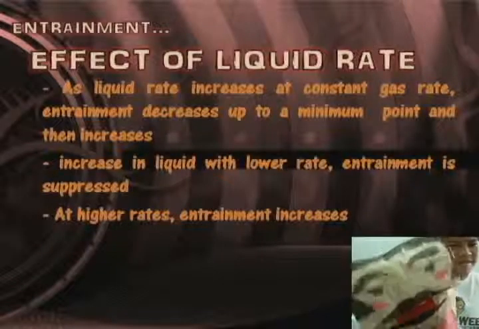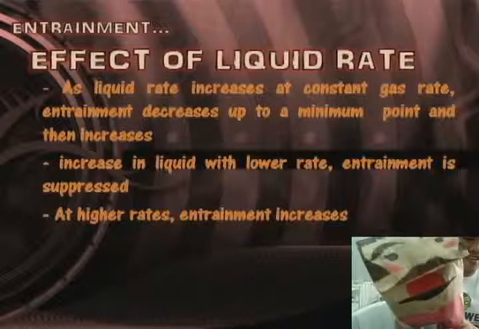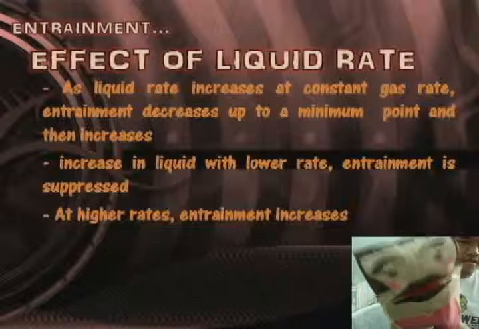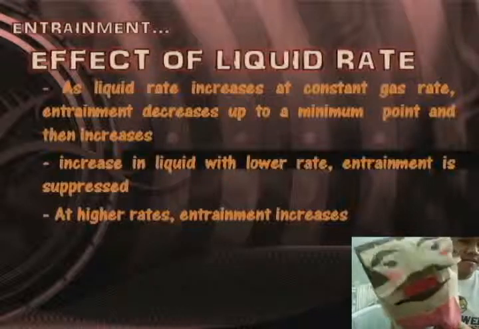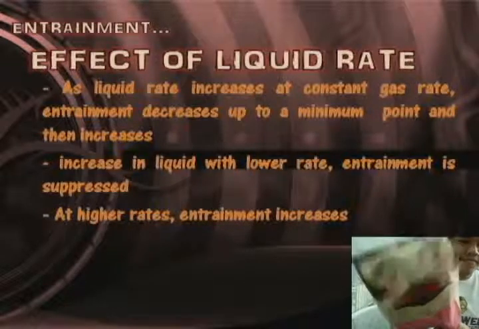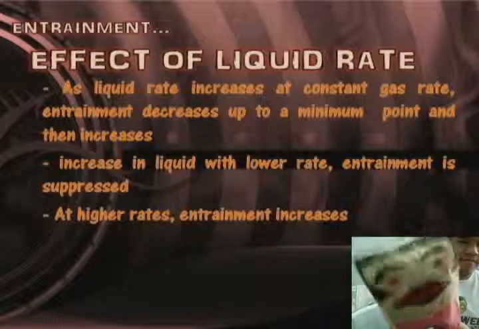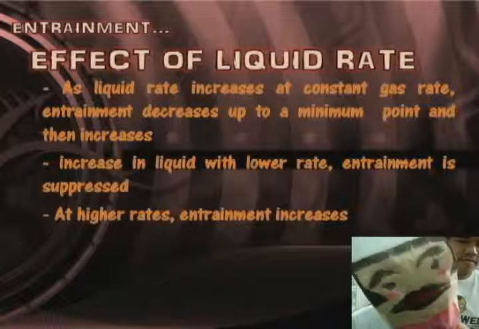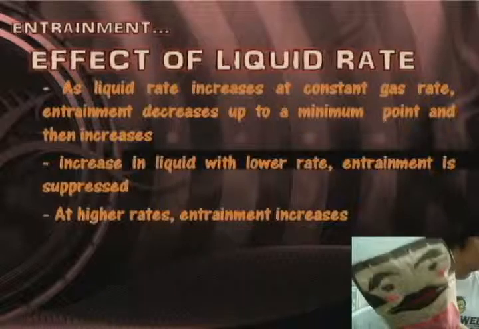As the liquid rate is raised at a constant gas rate, entrainment first diminishes, passes to a minimum, and then finally increases. At lower liquid rates, an increase would suppress atomization, drop formation, and then entrainment, while at higher rates, an increase would reduce effective tray spacing, which increases entrainment.